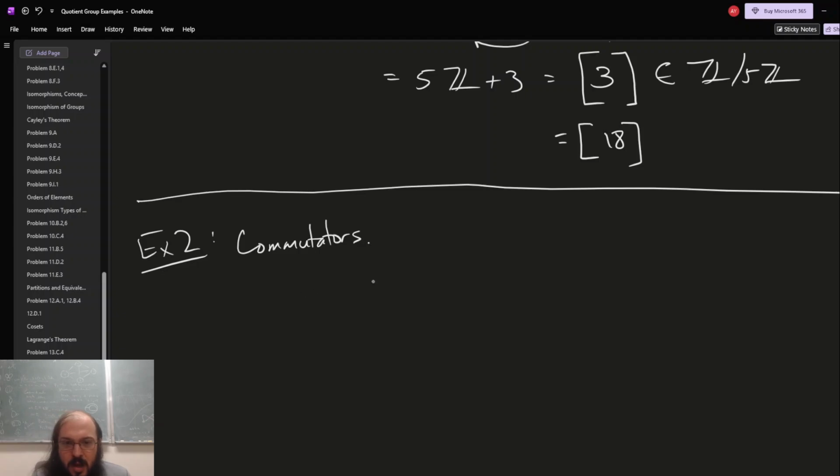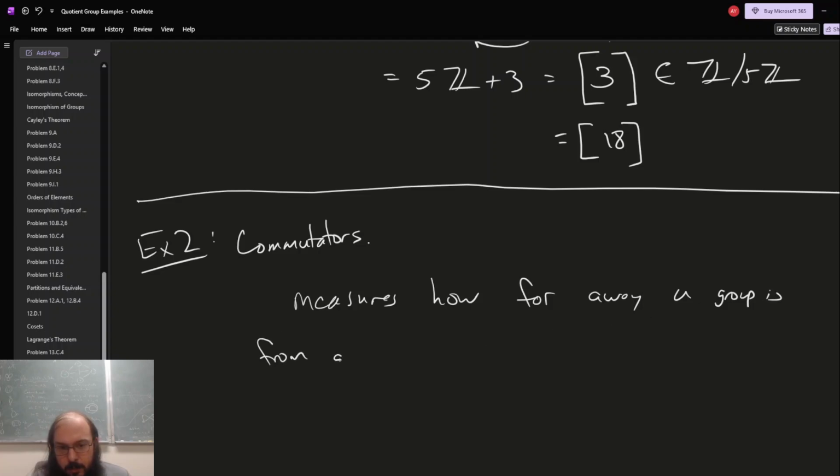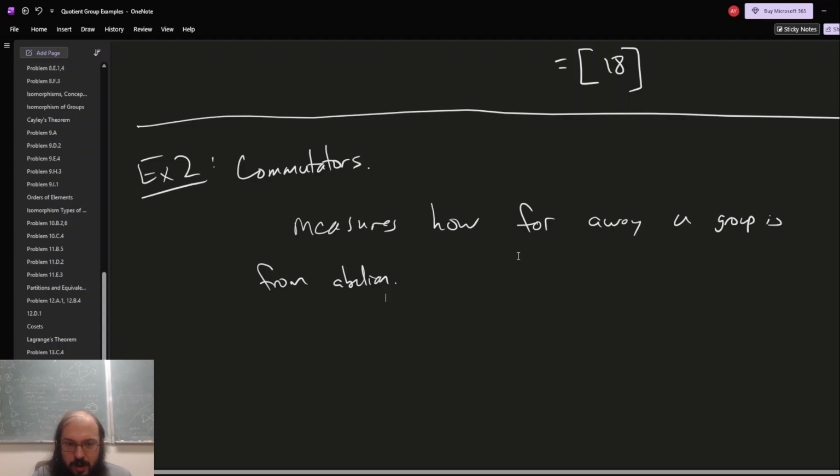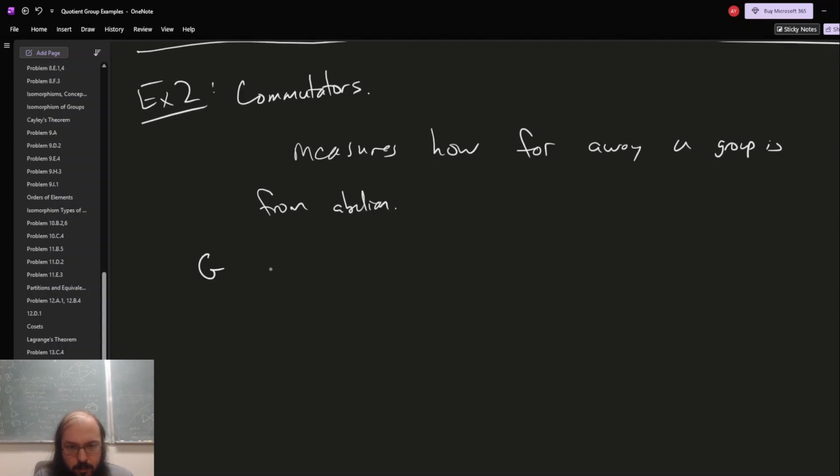And so commutators, and in particular, the commutator subgroup, is an object which measures how far away a group is from abelian. So let me tell you what these are and how the corresponding group is defined. So let's say we have a group G, possibly non-abelian. We can think about elements of the form ABA inverse B inverse in G.